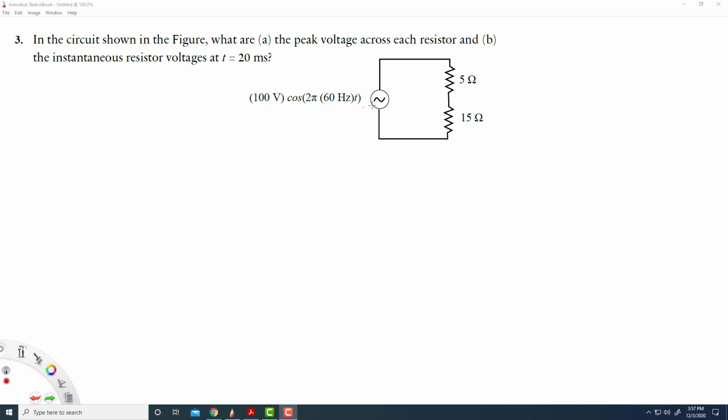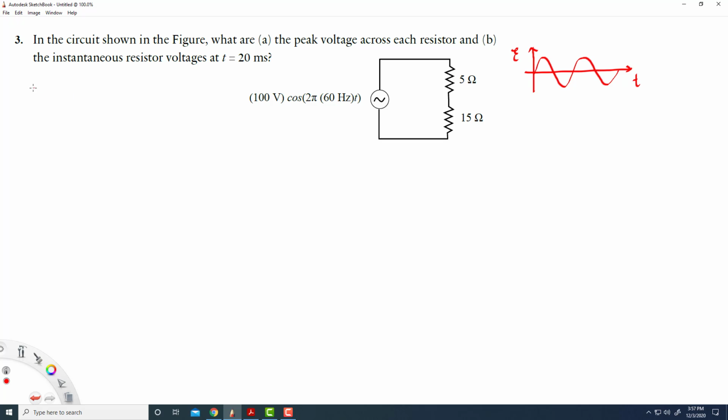Okay, meaning in this case the EMF and current are changing with time. So it's not constant, it's changing sinusoidally with time. So this kind of curve is called a sinusoidal curve, and we are asked to find the peak voltage across each of the resistors as well as the instantaneous voltages.